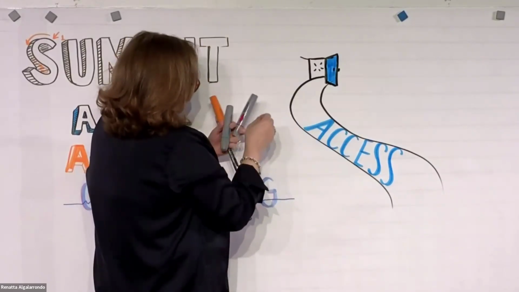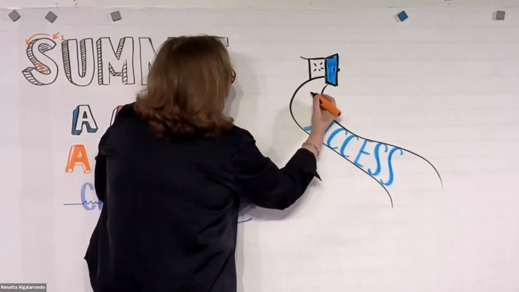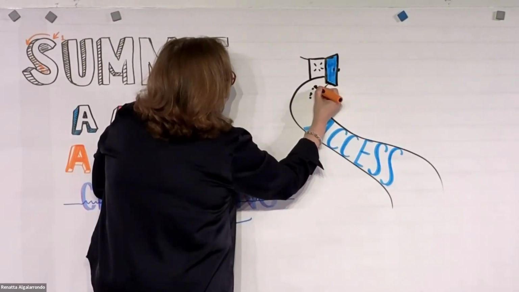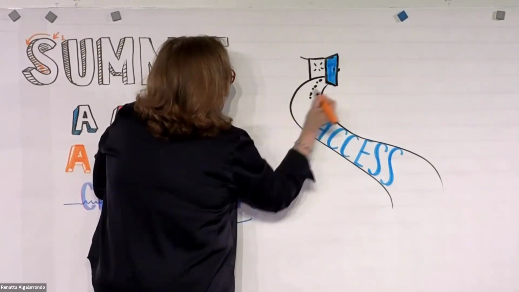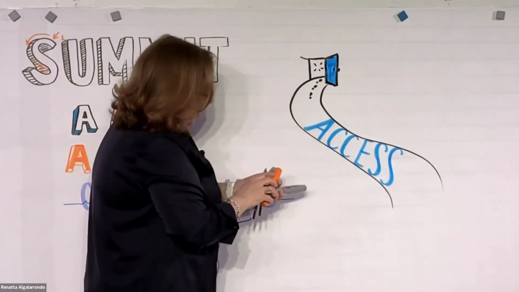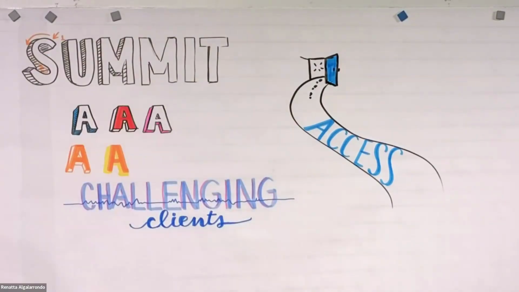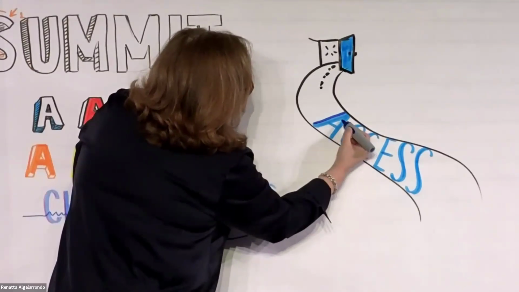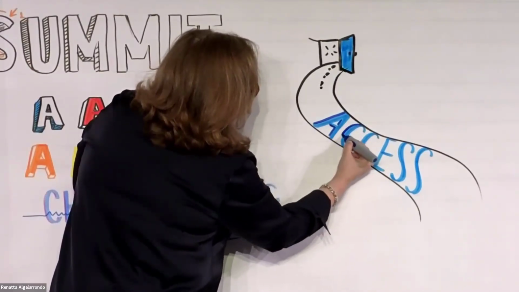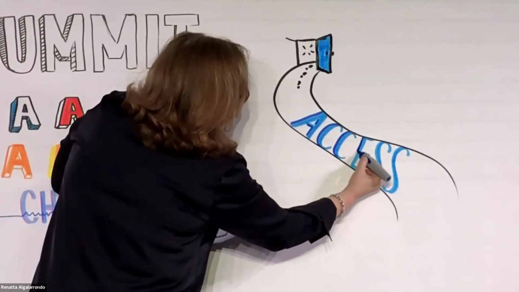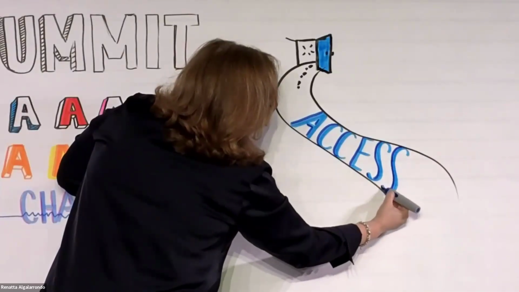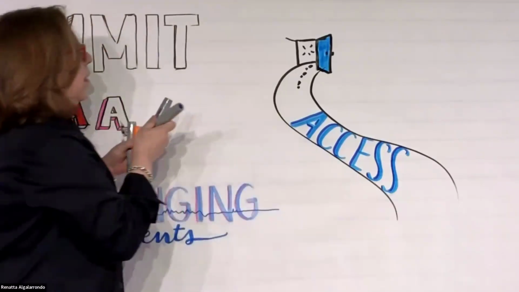And we can do a few steps here just to add a little bit of motion. Right? And let's put a little shadow on the word access so we can make it stronger. Right?